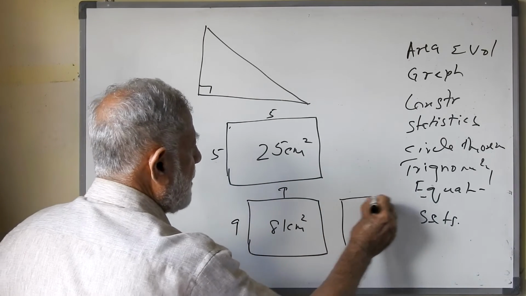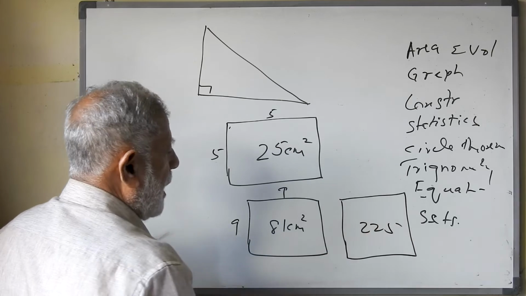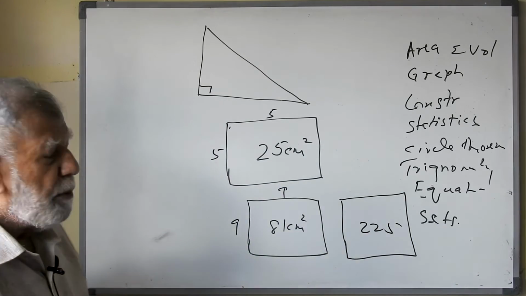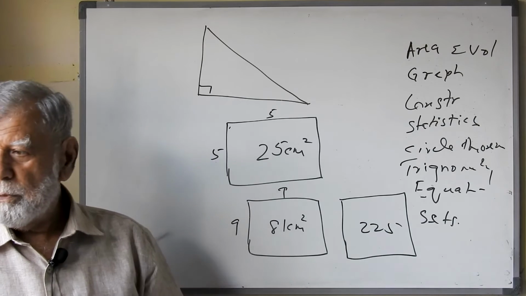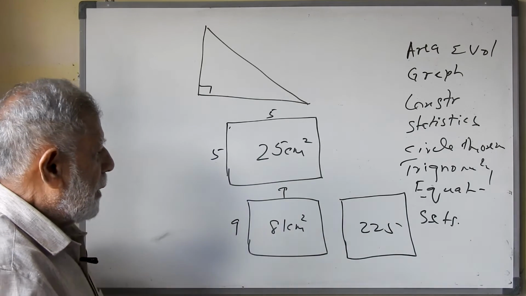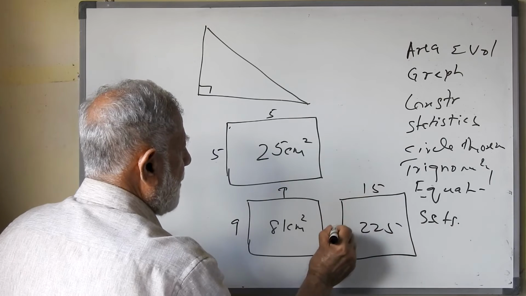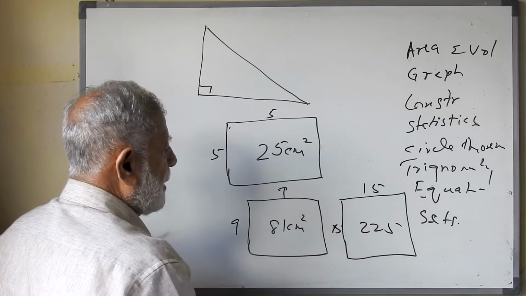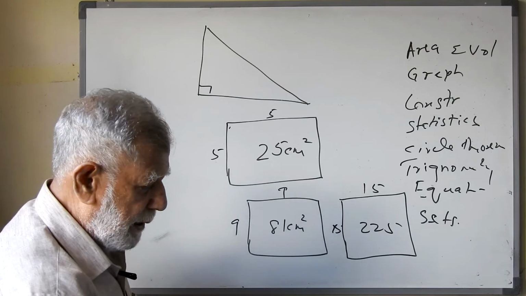Now supposing you have a square here, and the area is given as 225. So how to find one side? You must know the square numbers. First I told you, you must learn the square numbers up to at least 25. So 225 is equal to 15 squared. 15 into 15 is 225. So one side is equal to 15 meters, or whatever the unit is.